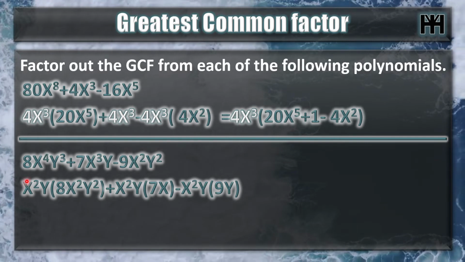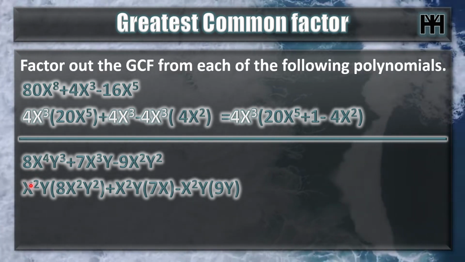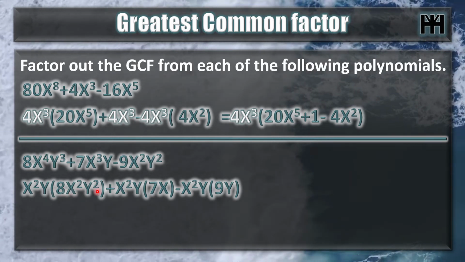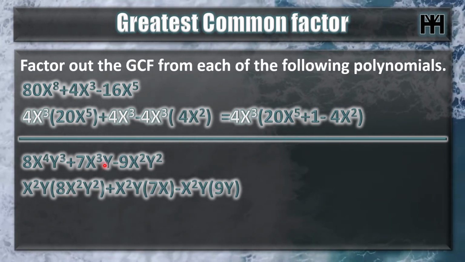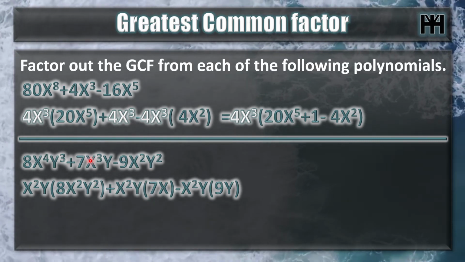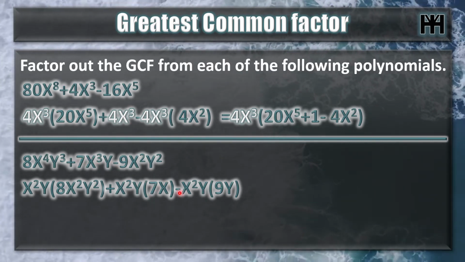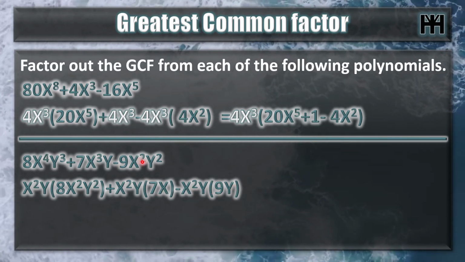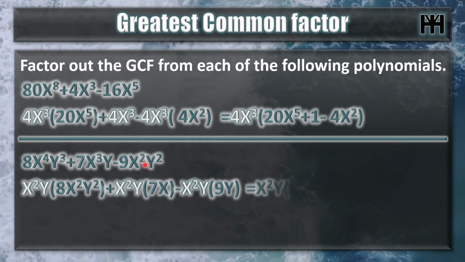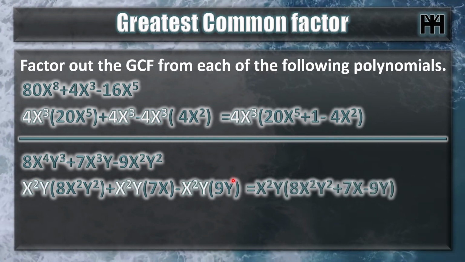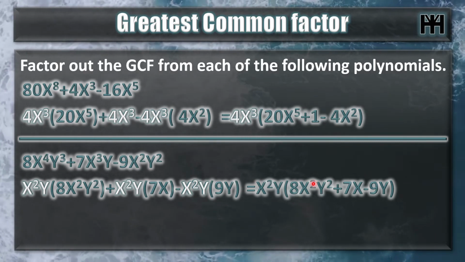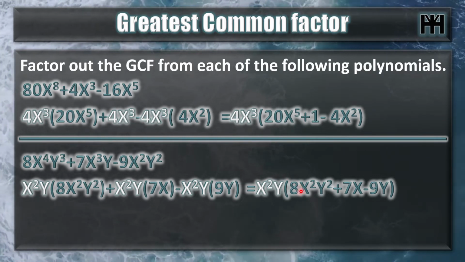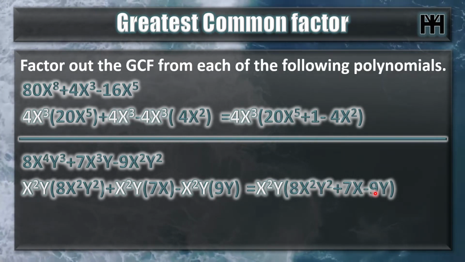Okay, so 8x^4y^3 is equivalent to x squared y multiplied by 8x^2y^2, plus x squared y multiplied by 7x is equivalent to 7x cubed y, and finally negative x squared y multiplied by 9y is equivalent to negative 9x squared y. So we take x squared y as a common factor, and this will be the answer: x squared y multiplied by 8x squared y squared plus 7x minus 9y.